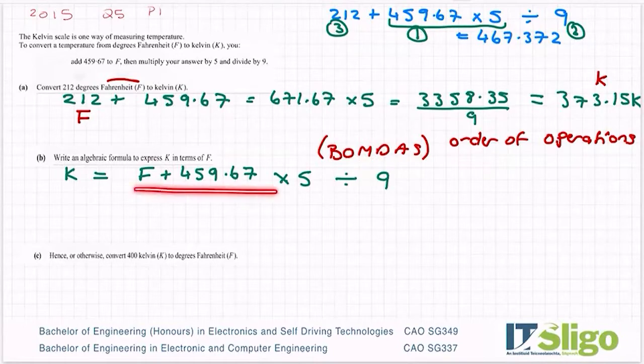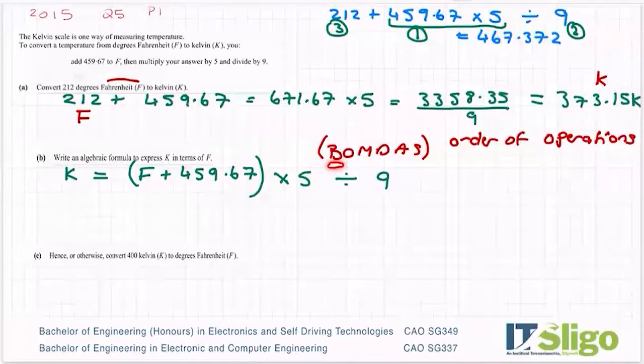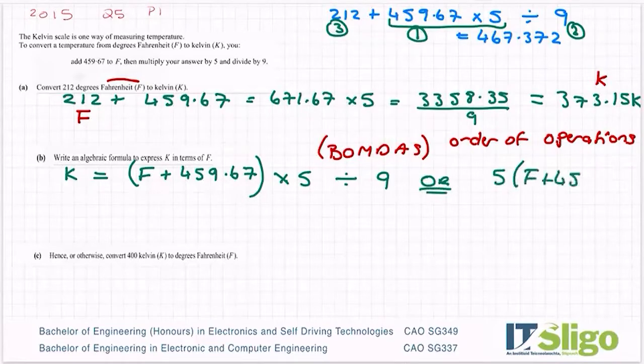So how do I force people to do the adding first? Well, you use the first letter in BOMDAS, which is your bracket. Okay, so the very nature of putting a bracket around Fahrenheit plus 459.67 forces anybody doing this sum to do the addition first and then naturally multiply by 5 and divide by 9, and then you're good. Okay, so that's perfectly fine. Or of course, you could write it as 5 times Fahrenheit plus 459.67, okay, over 9.